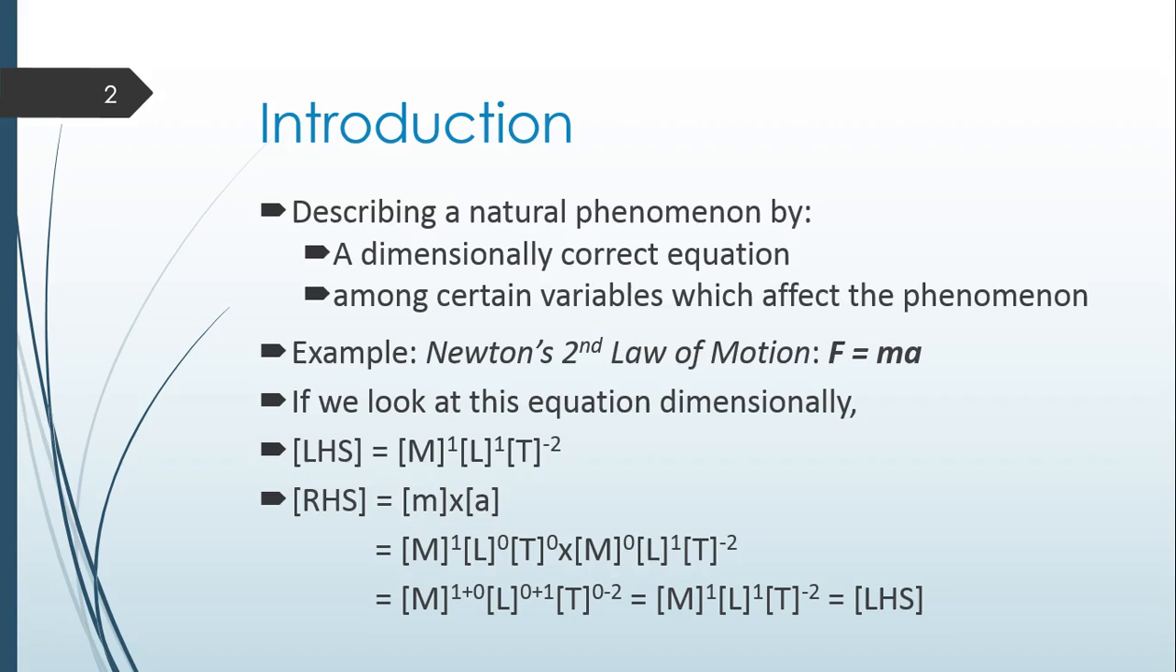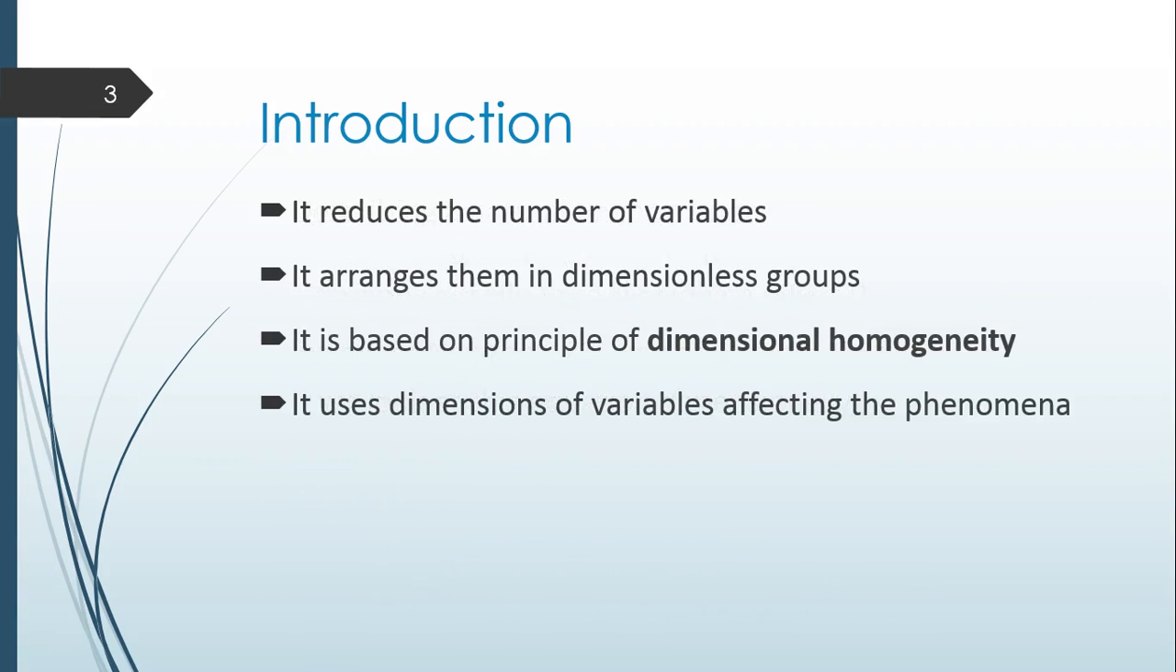But one way of checking if this equation is correct is to prove that the dimensions of the terms on the LHS are equal to the dimensions of the terms on the RHS. So in LHS we have force whose dimensions are M L T to the power minus 2. And in RHS we have mass multiplied by acceleration. You can see the calculation, and finally we get M L T to the power minus 2 for the RHS also, which is equal to LHS. So we know the equation is dimensionally correct.